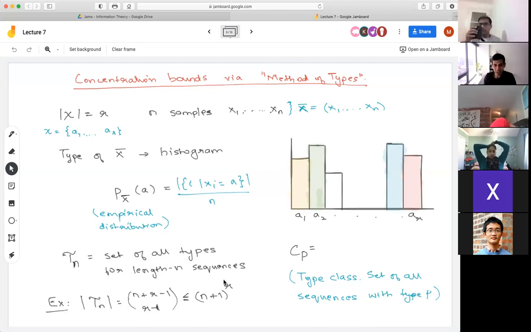And I also use C sub p to denote the type class, or rather the set of all sequences such that the type of these sequences is equal to p. And again, x bar will always be in X to the n. All right. Any questions? We'll use this notation frequently throughout the lecture, so I'm just emphasizing it a little bit. Any questions about the setup, the values of parameters? R is small, n is large, and there are some bounds here.